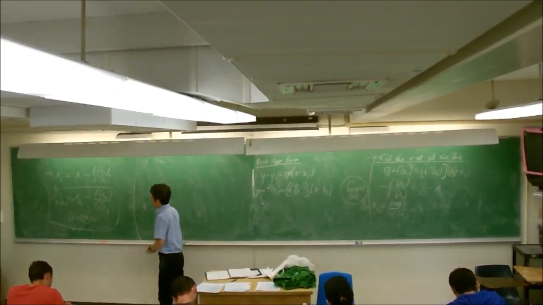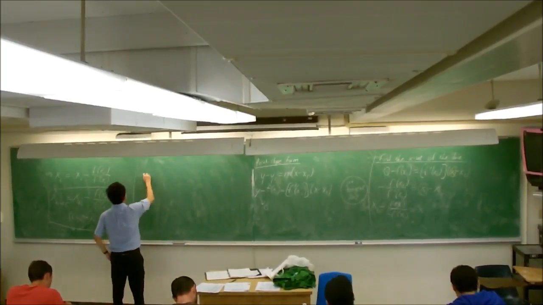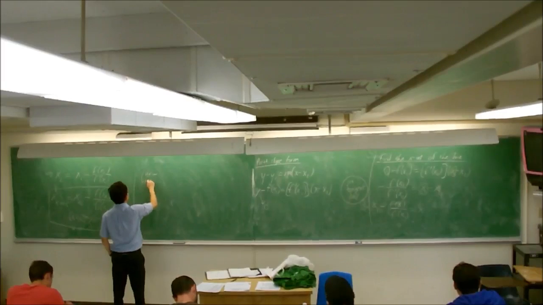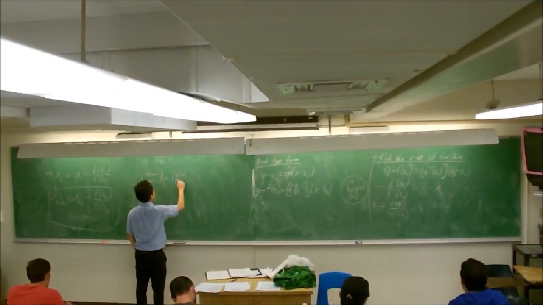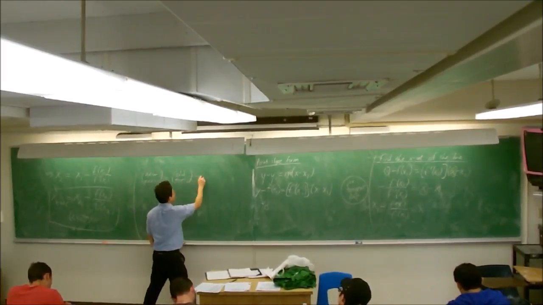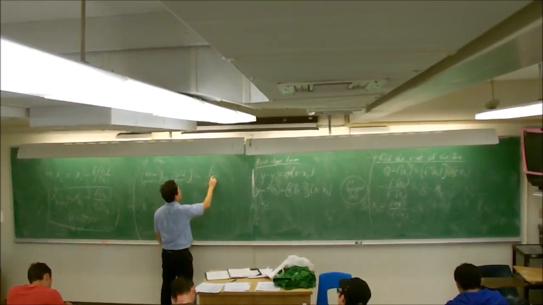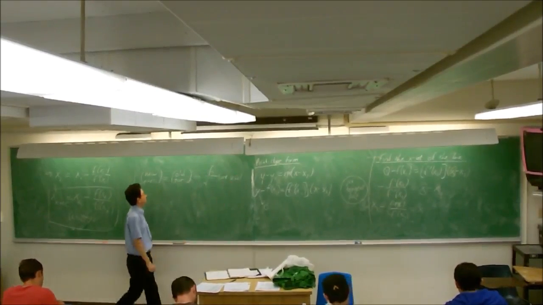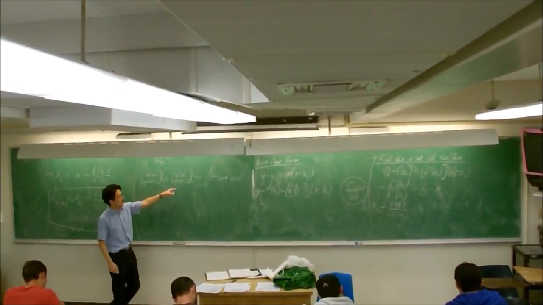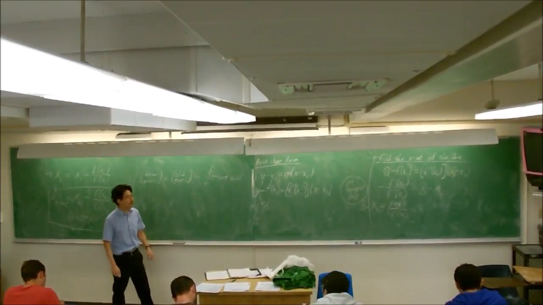So what's the way to remember this? Well, the new guess is the old guess minus the ratio of f to f prime at the old guess. That's the way to look at it. The new guess is the old guess minus the ratio of f to f prime at the old guess.